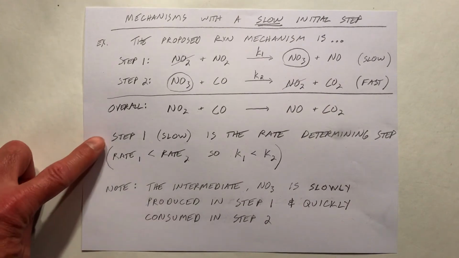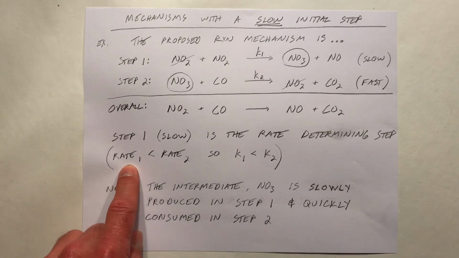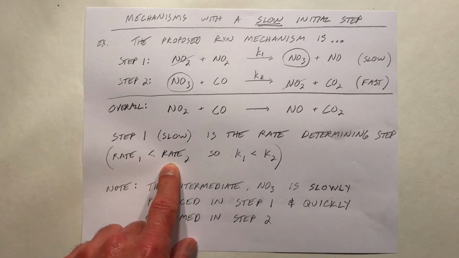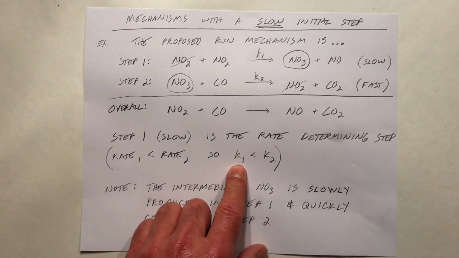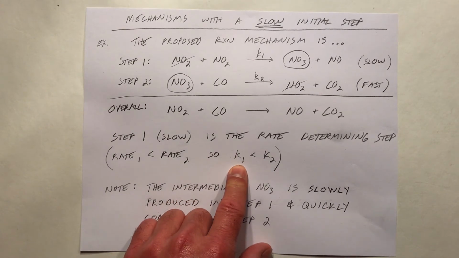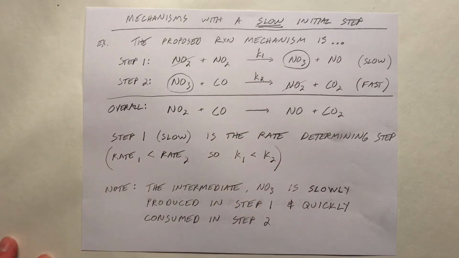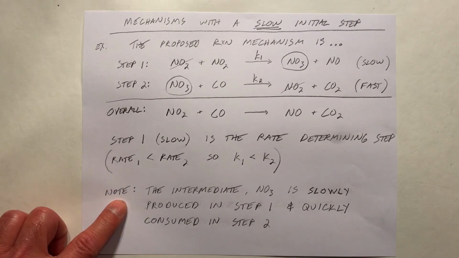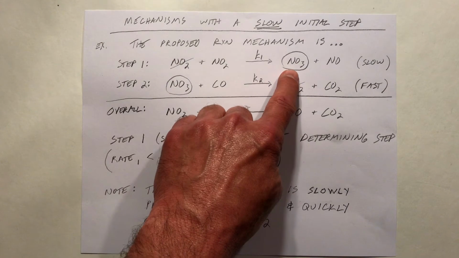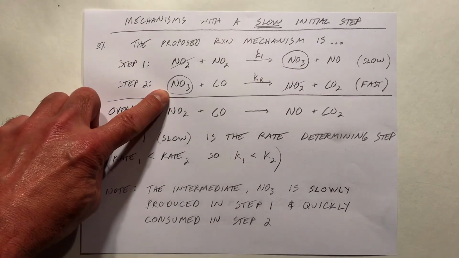Now we said that step 1 is the slow step, the rate determining step. What that means is that the rate of the step 1 reaction is slower than the rate of the step 2 reaction. It's a smaller rate. Well, that means that the rate constant in the rate law for the first reaction, the step 1 reaction, is smaller than the rate constant in the second step reaction. Now take note, the intermediate NO3 is being slowly produced in the first step and quickly consumed in the second step.